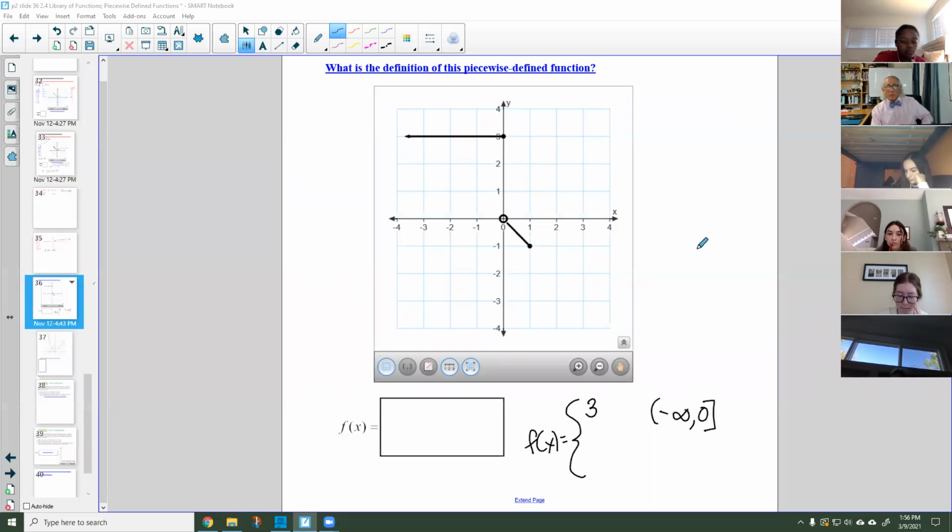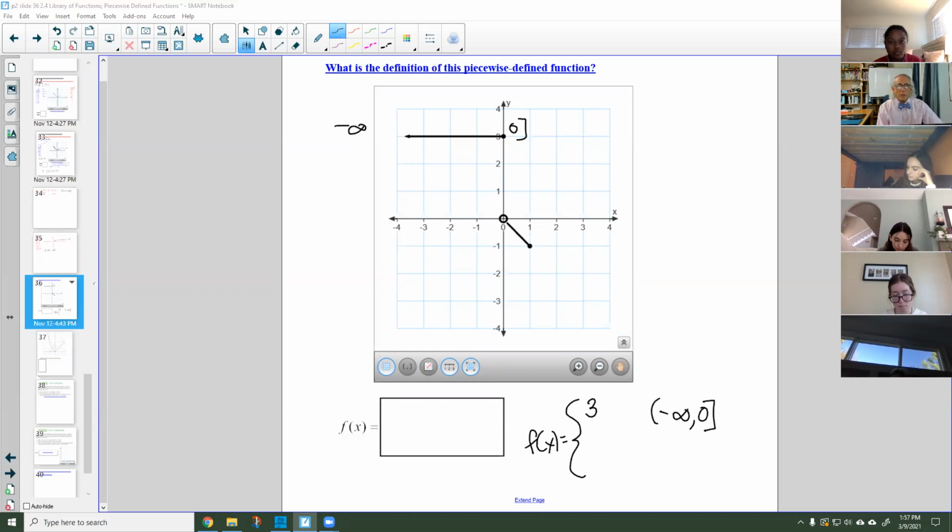Okay, so this first part up here is f of x equals 3 all the way from negative infinity to 0, and it is included at 0. How do we feel about that? Pretty good about that? Okay, now we got another piece here.